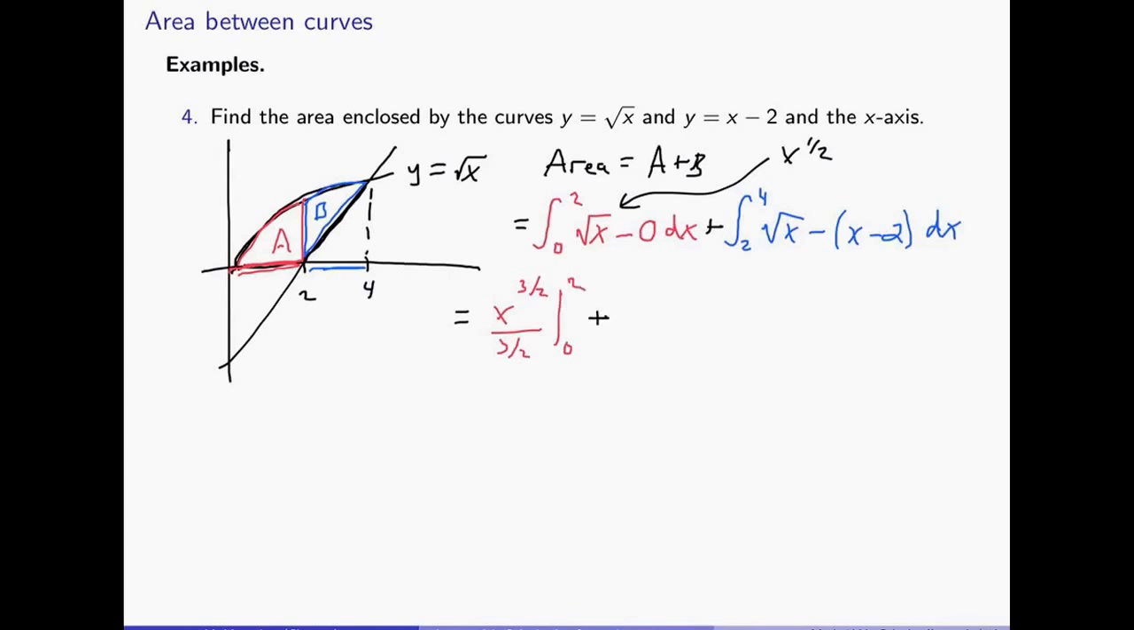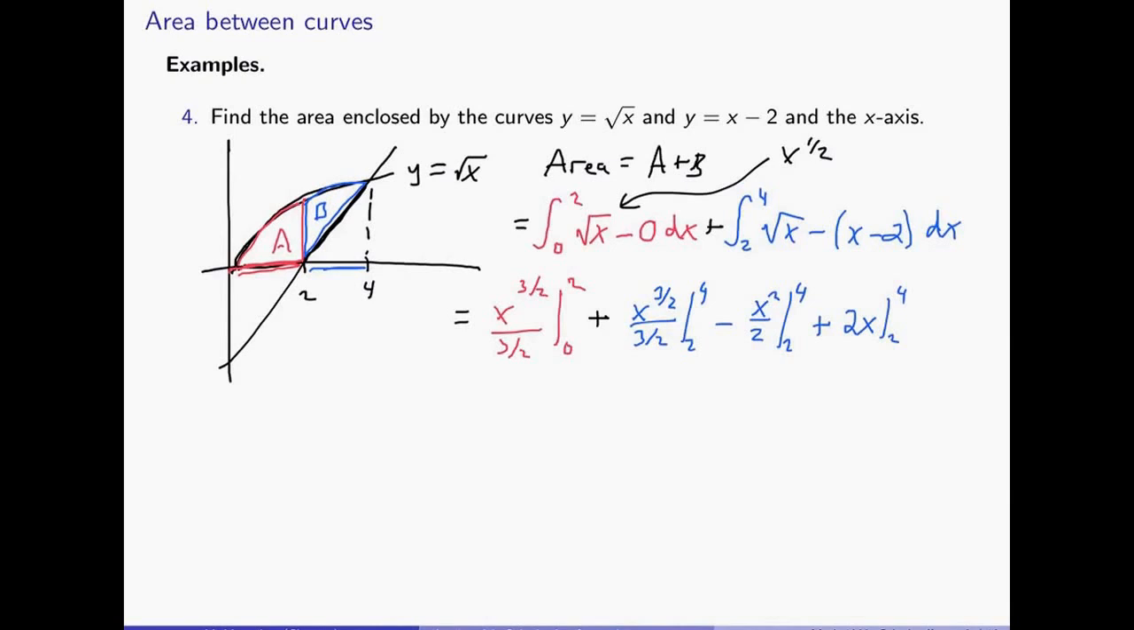plus, what do we have here? Well, we have x to the 3/2 over 3/2 from 2 to 4 minus x squared over 2 from 2 to 4 plus 2x from 2 to 4.